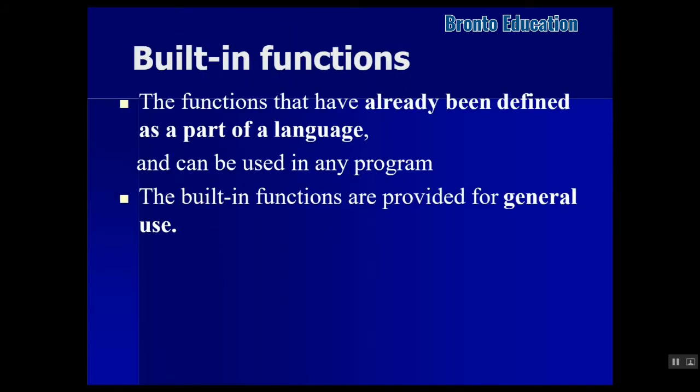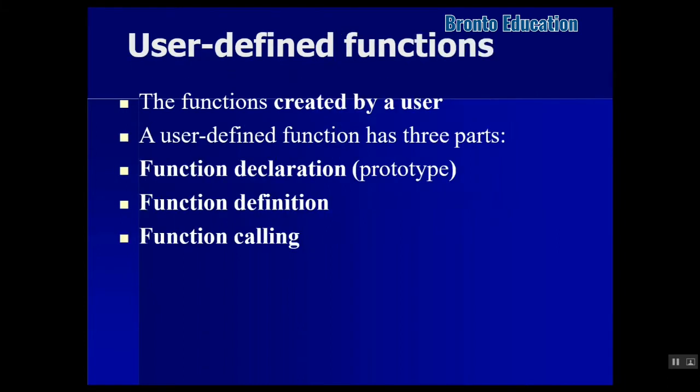Built-in functions are functions that have already been defined as a part of a language, just like math. In the math.h header file we have the sqrt function or power function, and also one other function I'm going to name, cbrt, cube root. It can be used in any program. So the built-in functions are provided for general use. User-defined functions are the functions created by a user.